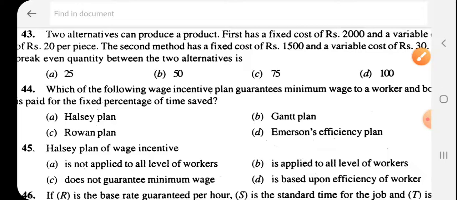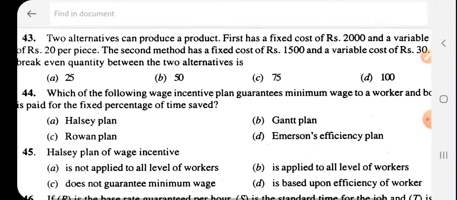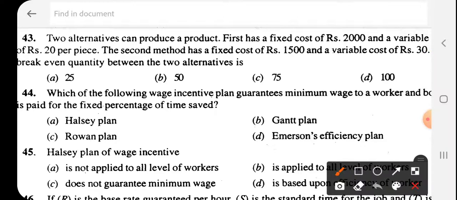Two alternatives can produce a work. The first has a fixed cost of this amount and a variable cost of 20 per piece. The second has a fixed cost of 1500 and a variable cost of 30. The break-even quantity between the two alternatives is? So they are asking for the break-even quantity. We can solve that question; I will upload the solution at the end of this video. That is B. For now, just remember B.